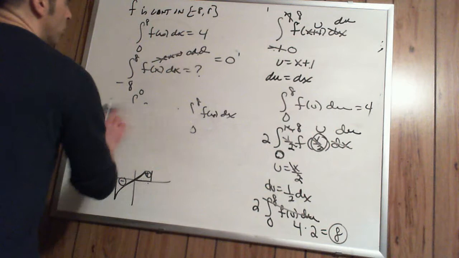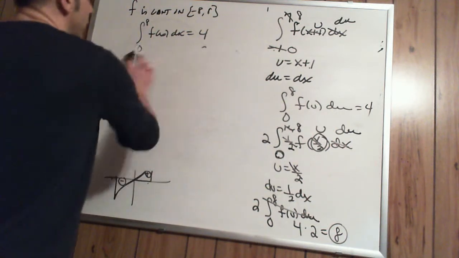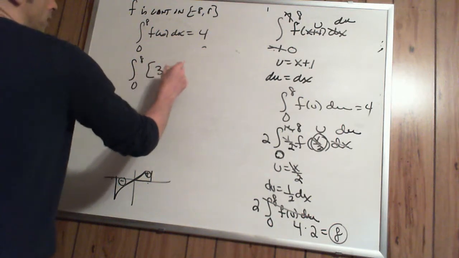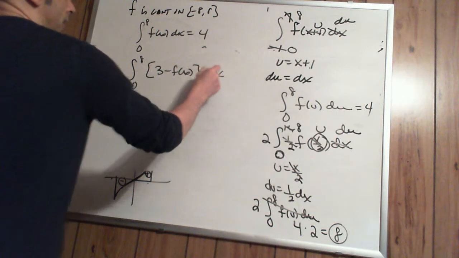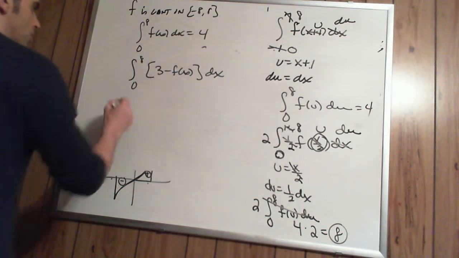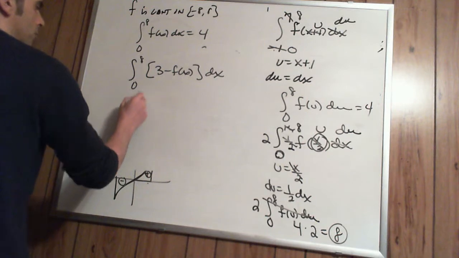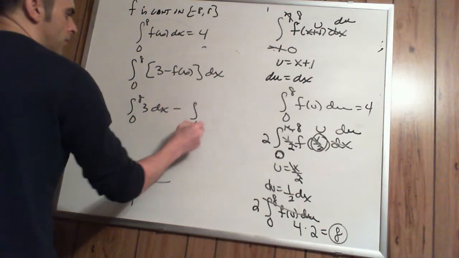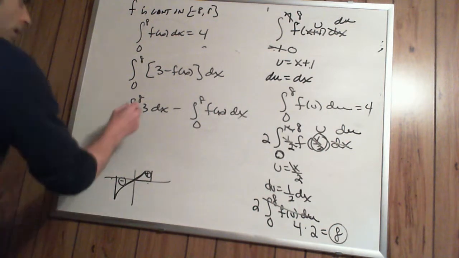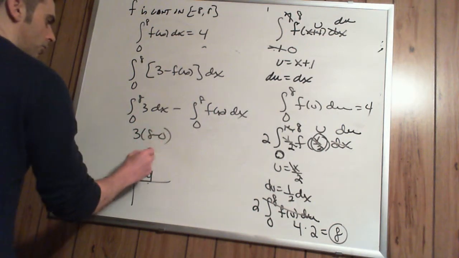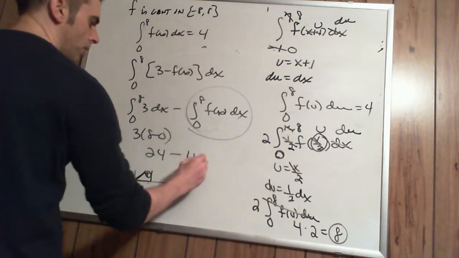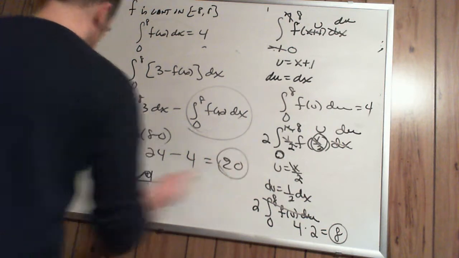And just one more. Suppose you were given the definite integral from 0 to 8 of 3 minus f of x dx. If you see the minus sign, split it up at the minus sign or the plus sign. So it would be the definite integral from 0 to 8 of 3 dx minus 0 to 8 of f of x dx. This answer would be the constant times the upper minus the lower, which would be 24. This answer is given to us as 4, and 24 minus 4 is 20.